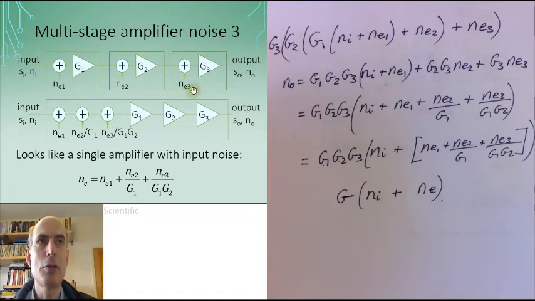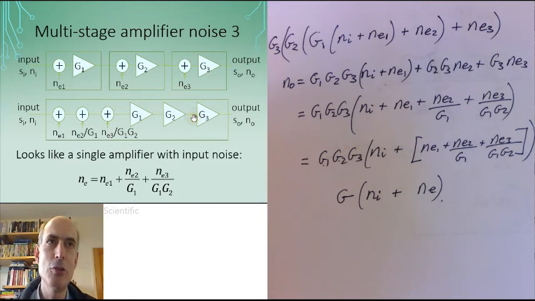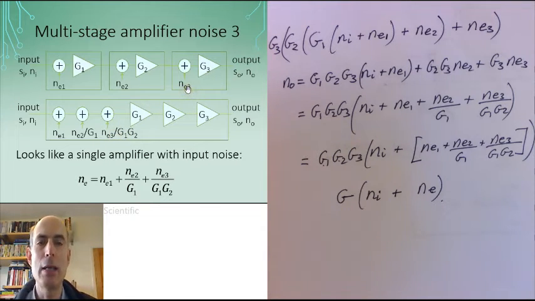Similarly, I can take this noise power NE3, move it back through the gains G2 and G1, replace it with an input noise NE3 over G1, G2 at the beginning of the amplifier chain. By the time this noise had got through the amplifiers G1 and G2, it would just be equal to NE3 again. So these two amplifier models give exactly the same output noise and output signal.